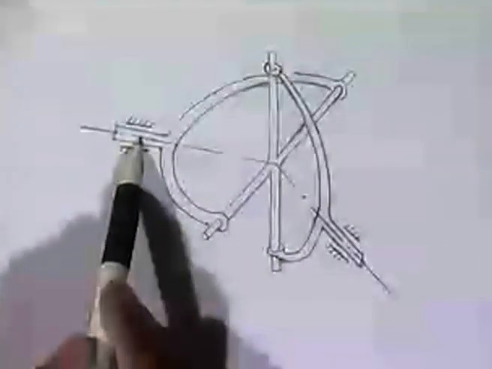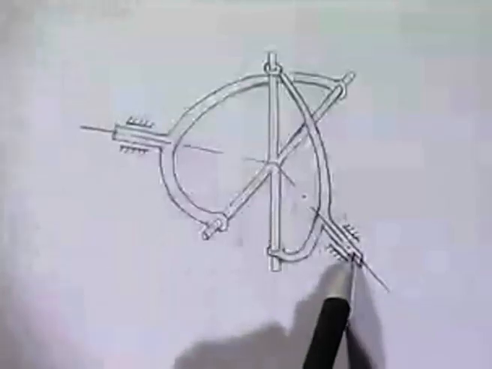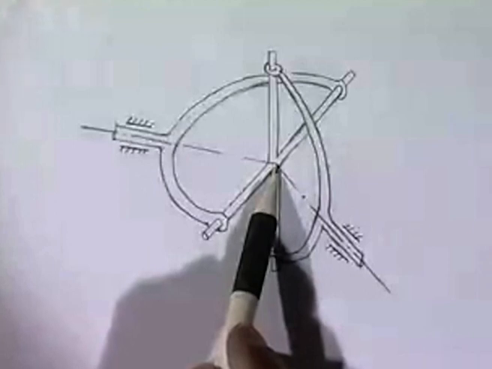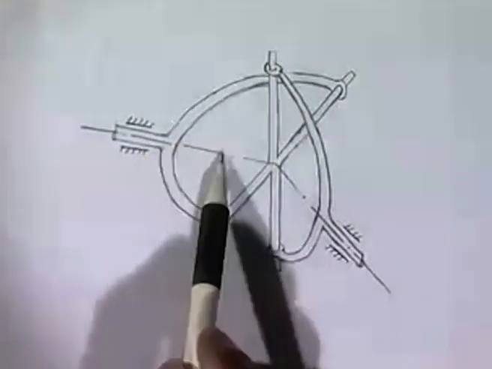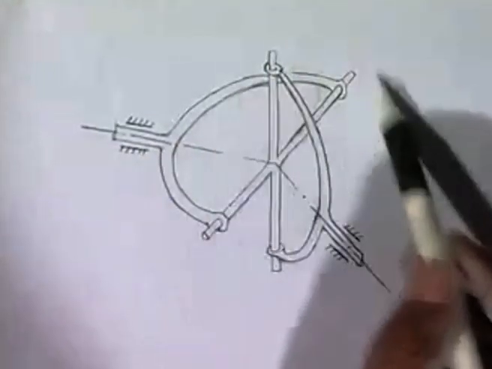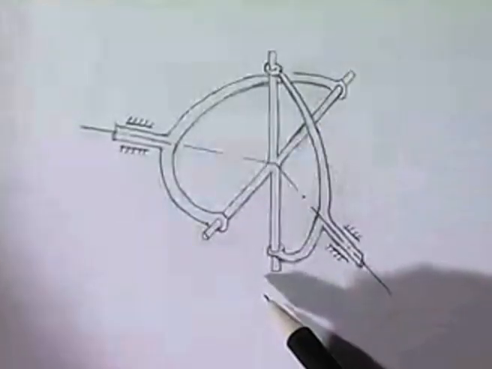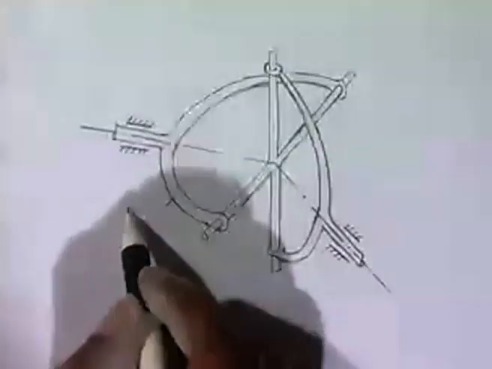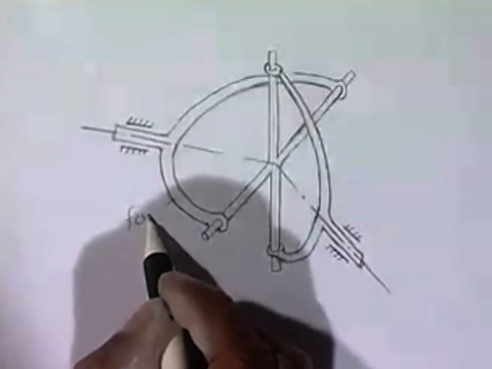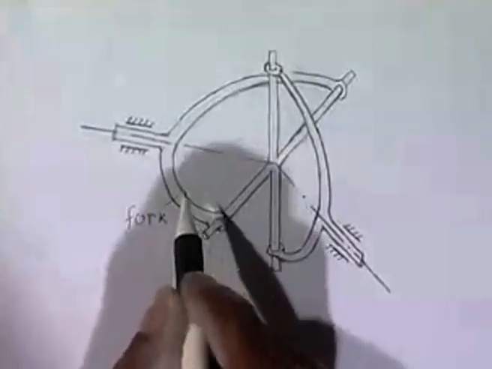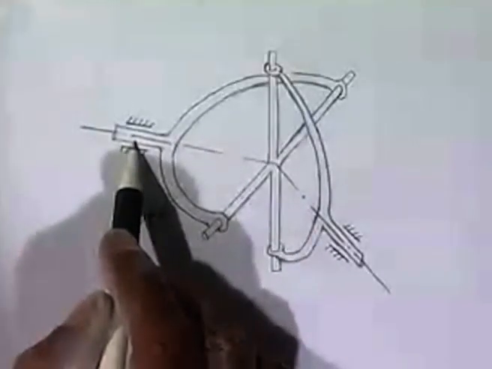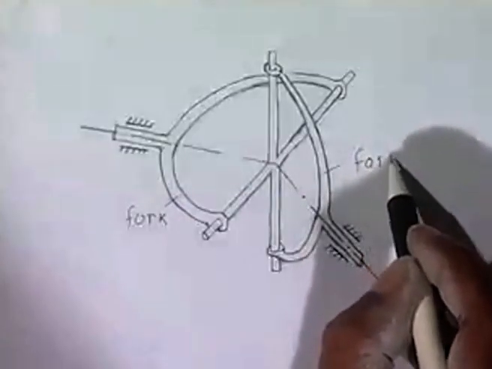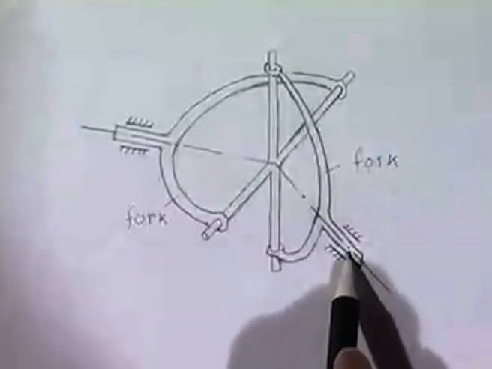This is one shaft, say the input shaft, and this is the output shaft. These two shafts are intersecting at this point. Then these two shafts can be connected by this mechanism which is called a universal joint or Hooke's joint. As we see, this fork, this is called a fork, this fork is integral with this input shaft. Similarly, this fork is also integral to this output shaft.